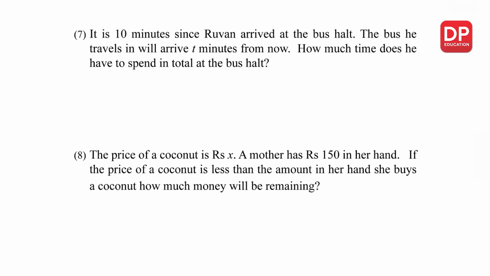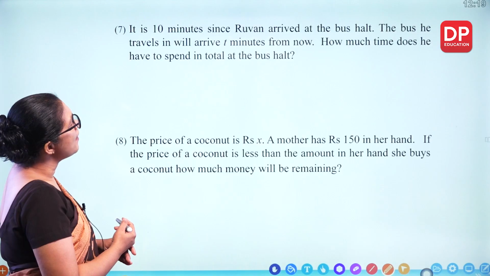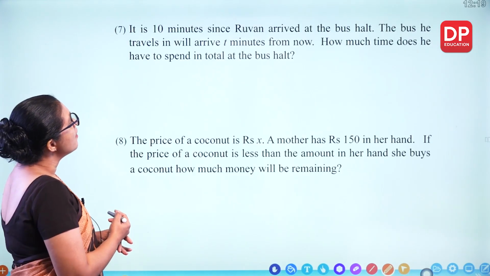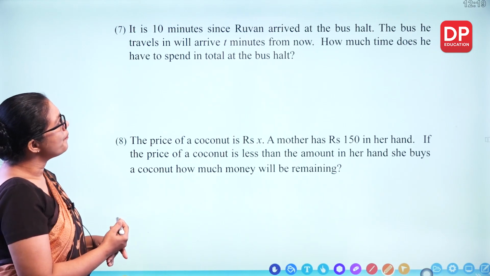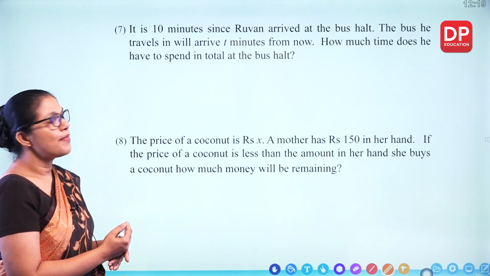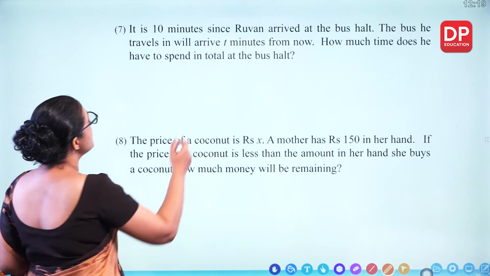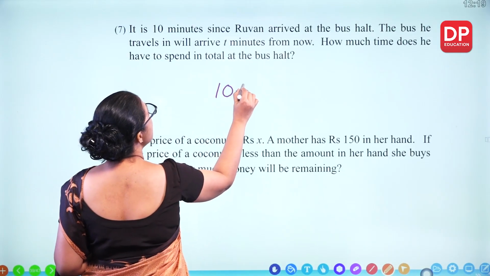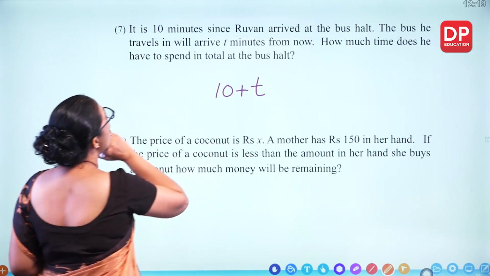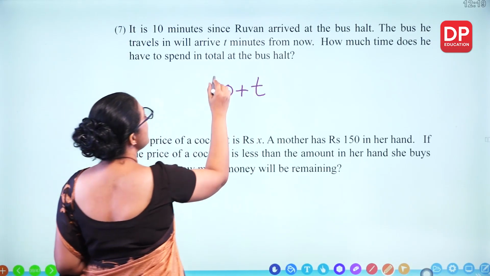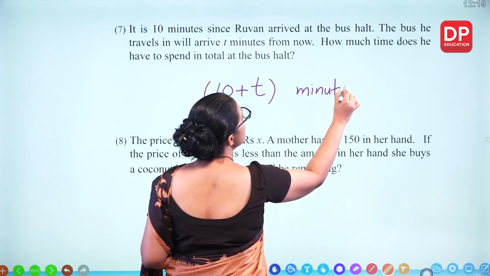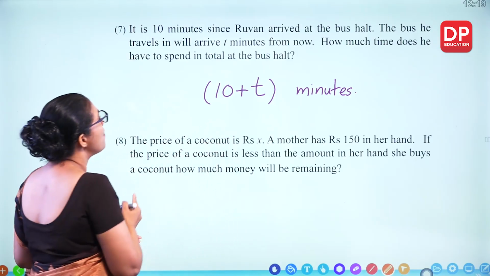It is 10 minutes since Ruan arrived at the bus halt. The bus he travels in will arrive 3 minutes from now. How much time does he have to spend in total at the bus halt? Earlier he was there for 10 minutes and the bus will come after 3 minutes. So altogether 10 plus t minutes is the total time he needs to wait at the bus halt.